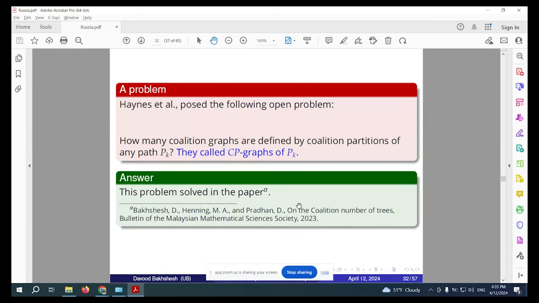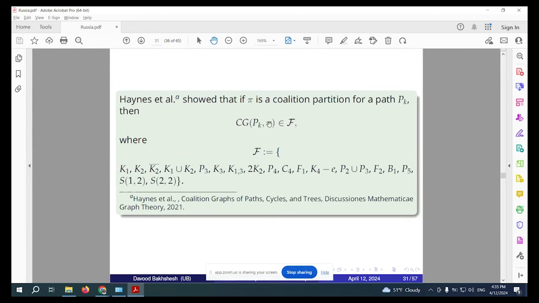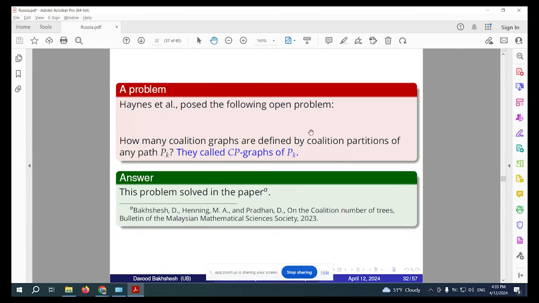Okay, Haynes and others, after presenting this result, posed the following open problem: how many coalition graphs are defined by coalition partitions of any path Pk? They call any coalition graph of a path Pk a CP graph. CP graph is the coalition graph of paths. In this paper, we solve this problem and we find the CP graphs of Pk.